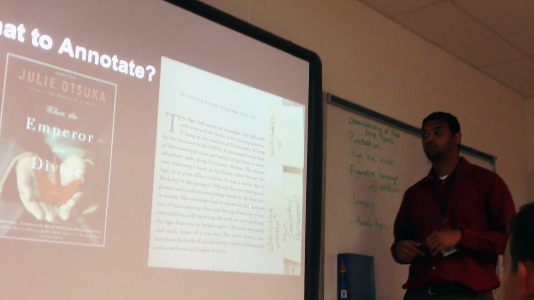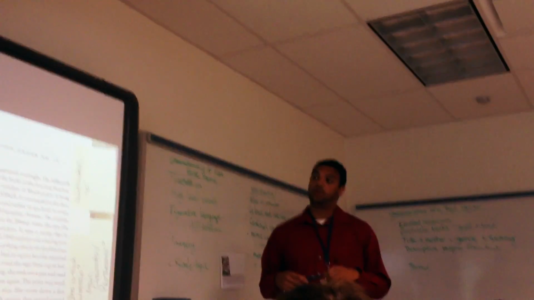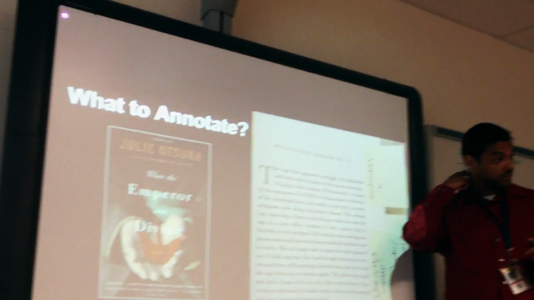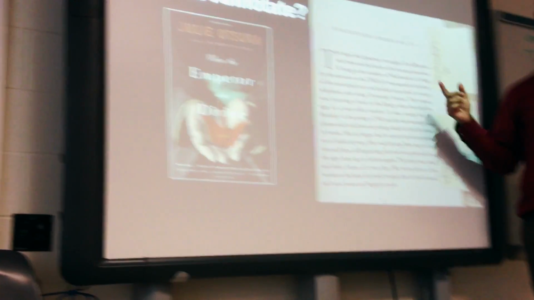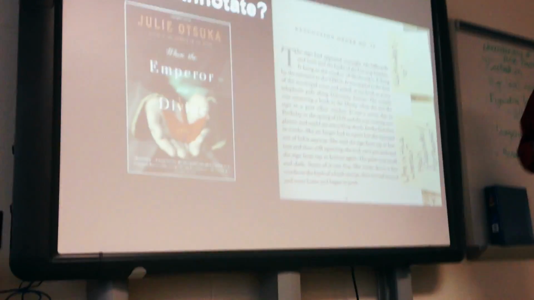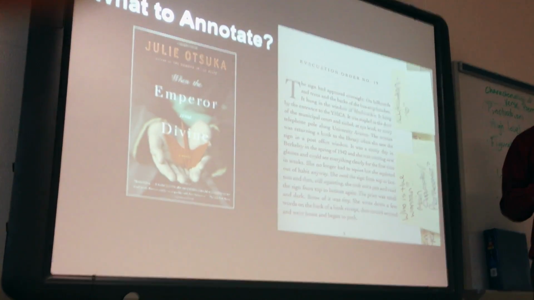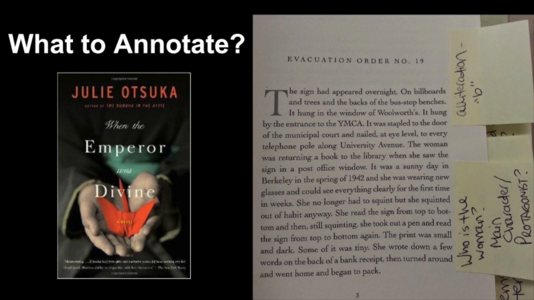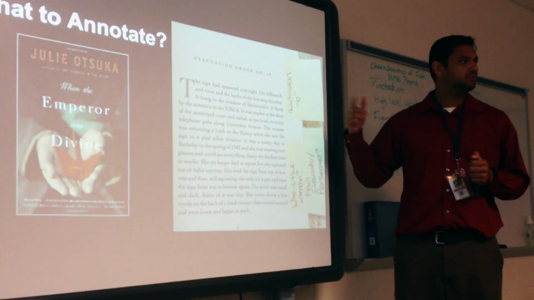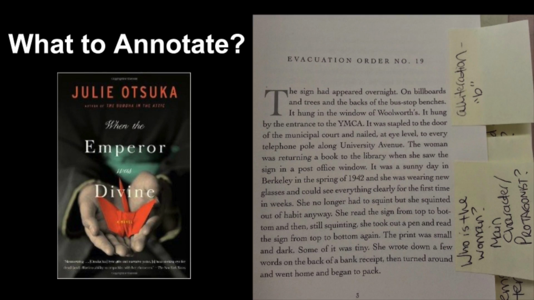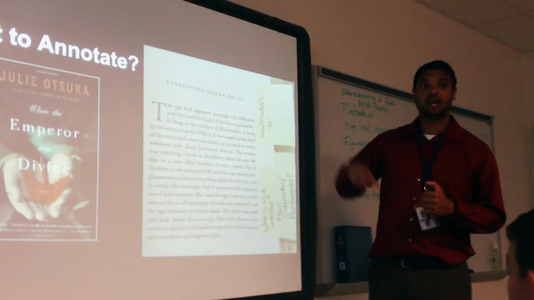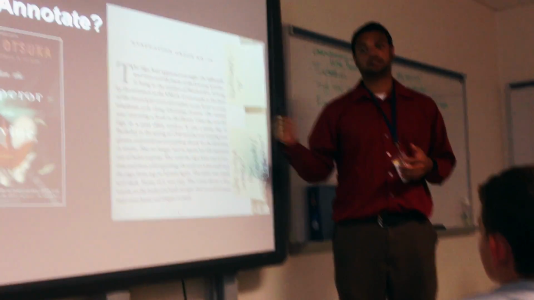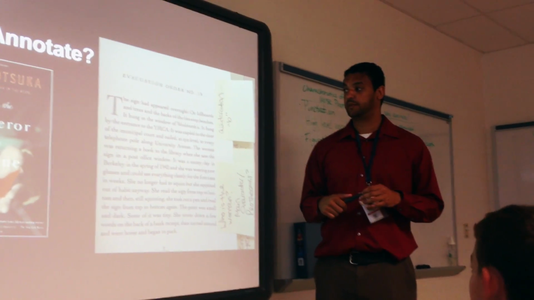What to annotate? We're going to read a couple pages in this novel, When the Emperor Was Divine. This is the very first page, the first chapter. I'm going to read it and stop and tell you what I annotated. The sign had appeared overnight on billboards and trees and the backs of the bus stop benches. You hear all those B's right off? The billboards, backs of the bus stop benches. So there's a little note here: alliteration. There were a lot of B's there. That's something that I noticed, so that's annotated here.